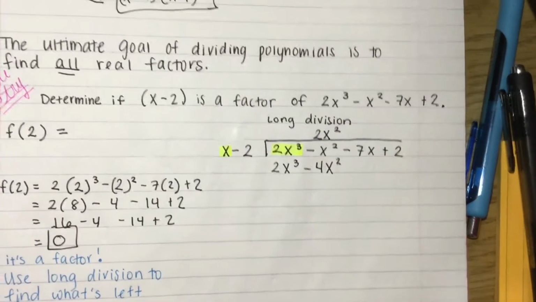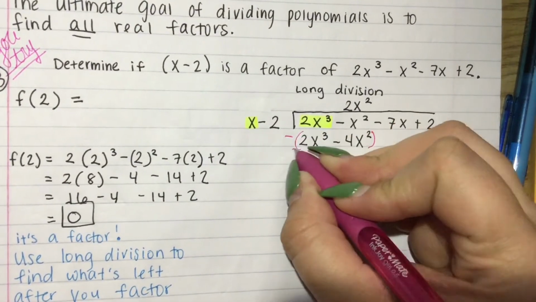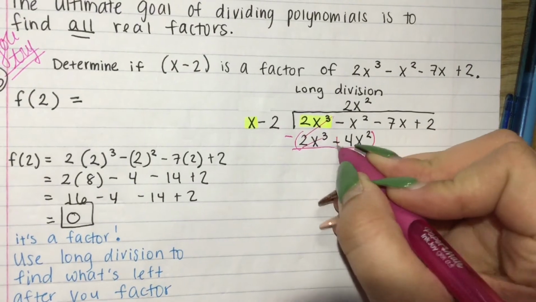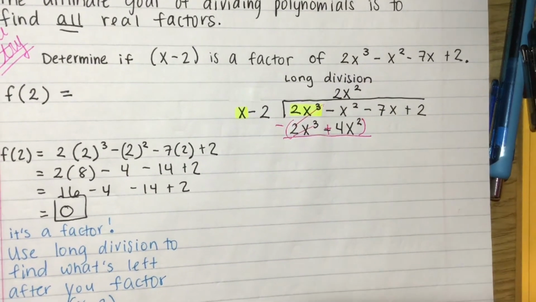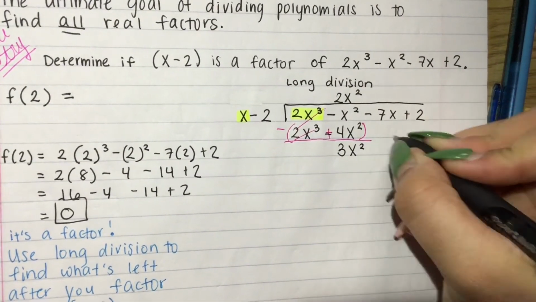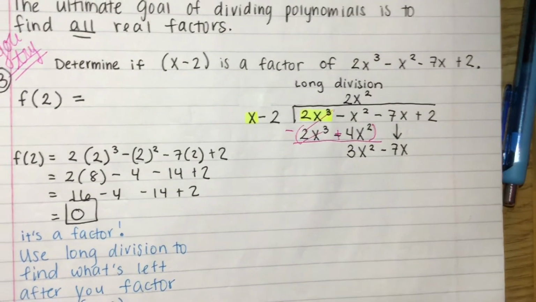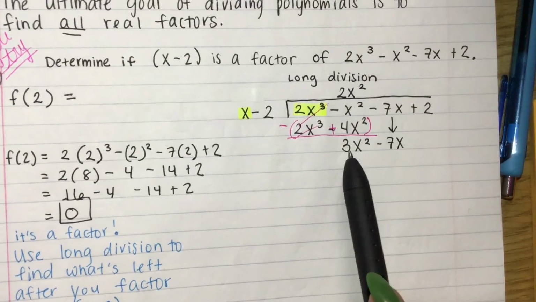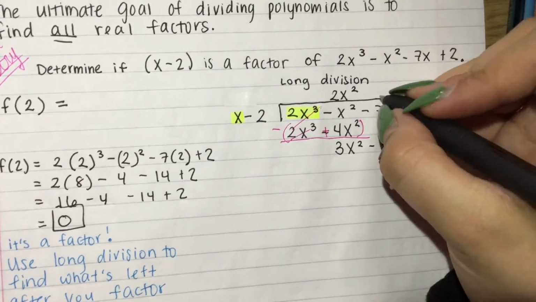And then I am going to figure out what I need to multiply by x to get 2x to the third, which is going to be 2x to the second. Then I'll subtract the entire expression. Remember that I need to change those signs. I'm telling you, if you use a different color, your life will be much easier. You combine like terms, negative 1x squared plus 4x squared gives me 3x squared. And then I'll bring down that negative 7 and do that process over again.